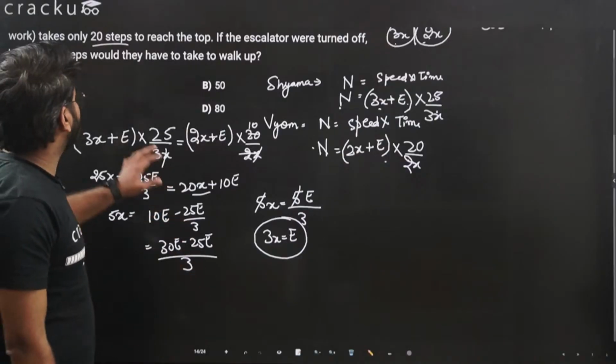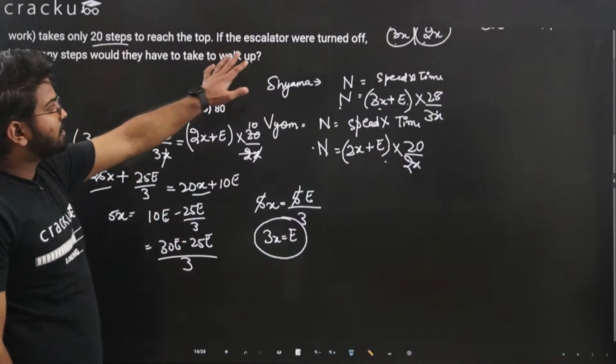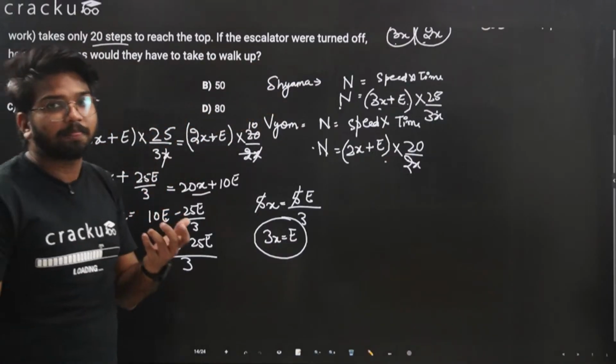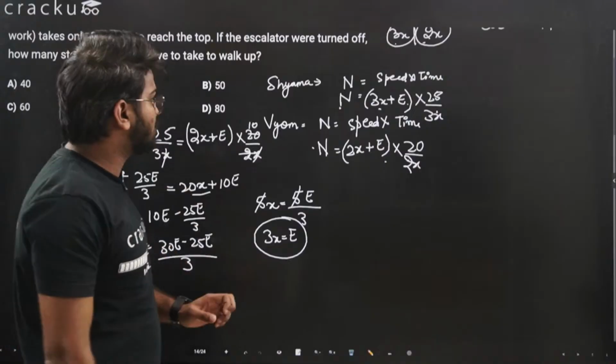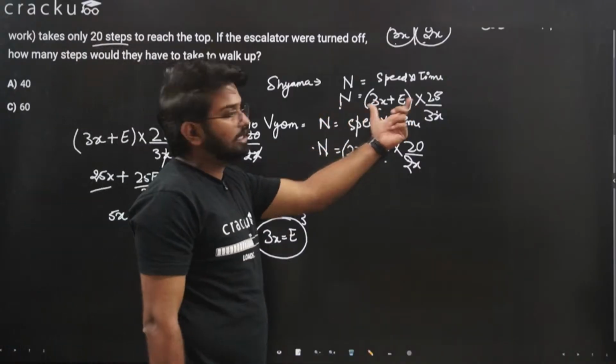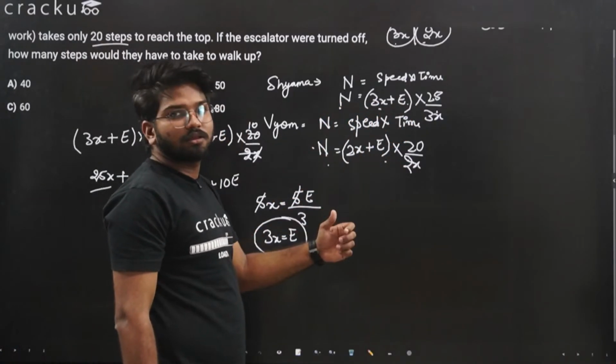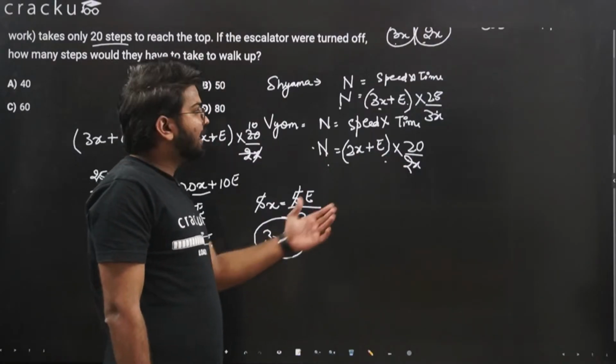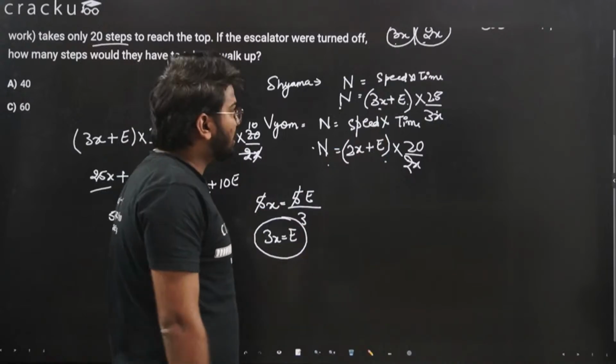Now let's check what we are asked. We are asked if the escalator was turned off, how many steps would the person have to take, or basically what is the number of steps. We know that n is equal to this and n is also equal to this. You can replace the value of e in any of the equations. You can get your answer.